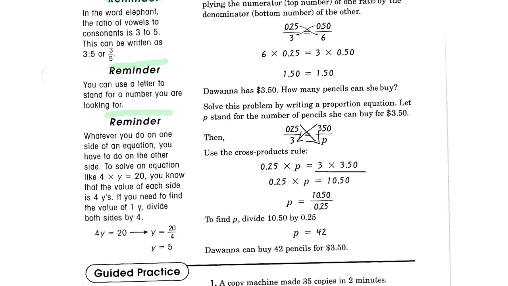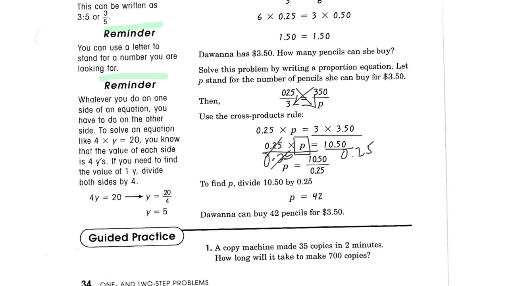So then I like to box in my variable. I know the opposite of multiplication is division. So if I divide both sides by 25 cents, these cancel out. So you get P equals $10.50 divided by 25 cents. To find P, divide $10.50 by 25 cents, or P equals 42. So DeWanda can buy 42 pencils for $3.50.